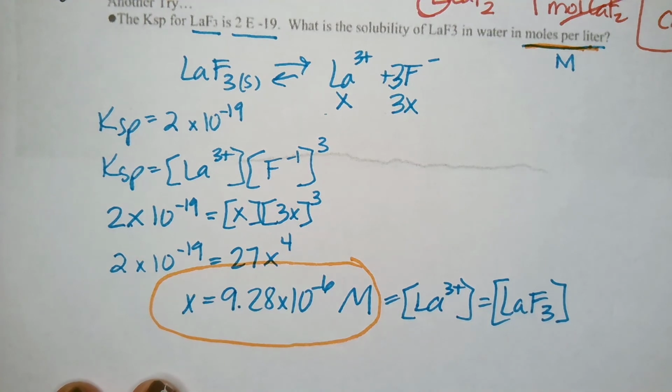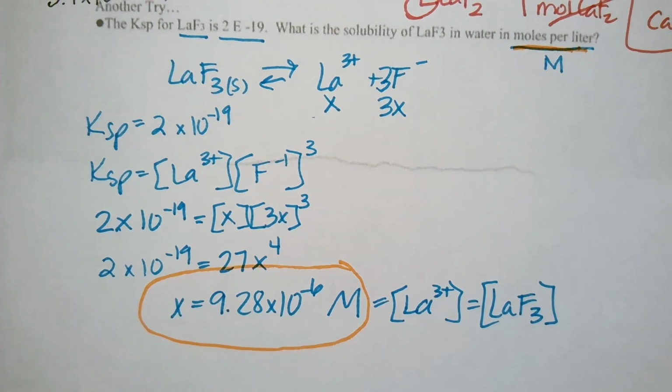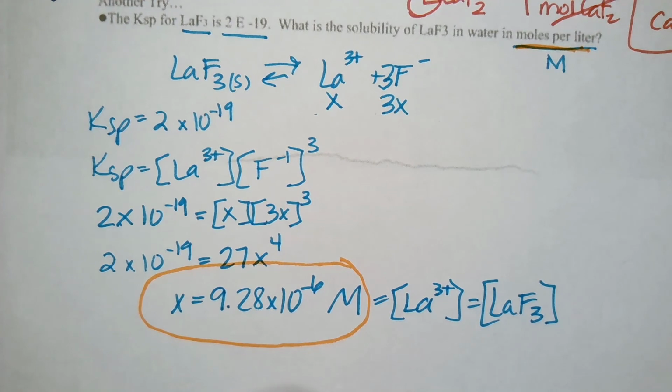If it wanted us to go one step further, like the problem before, to grams per liter, remember molarity is moles per liter, so I would just need to multiply by the molar mass of LaF3. But we don't need to this time. And that concludes our notes for our Ksp note pack.